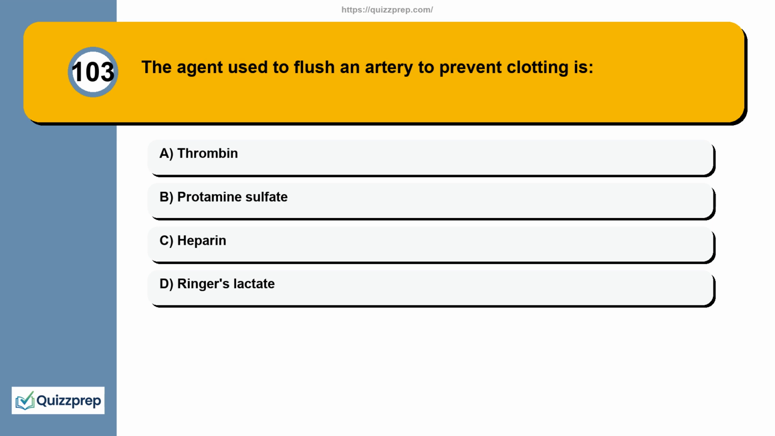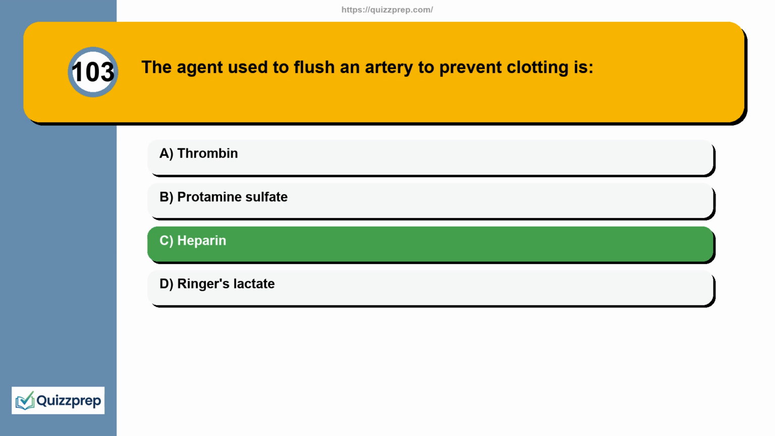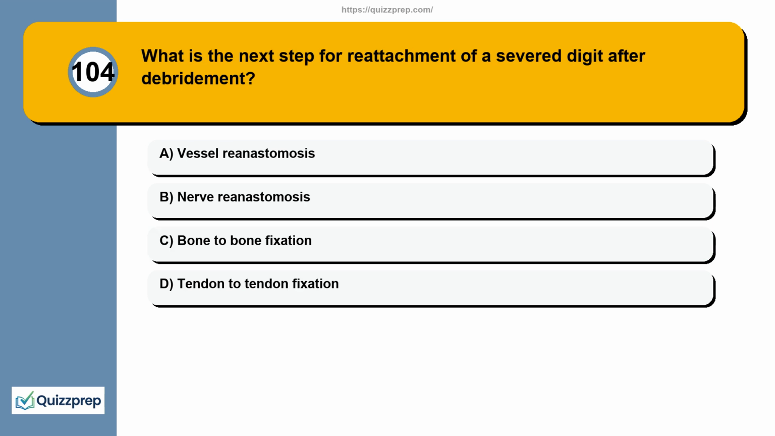Option B, protamine sulfate. Option C, heparin. Option D, Ringer's lactate. The correct answer is option C, heparin. Question 104. What is the next step for reattachment of a severed digit after debridement?